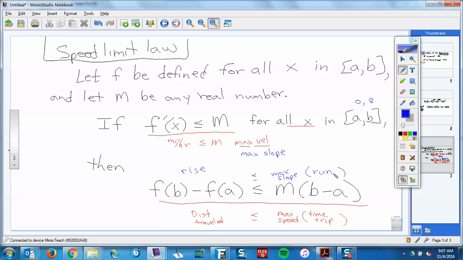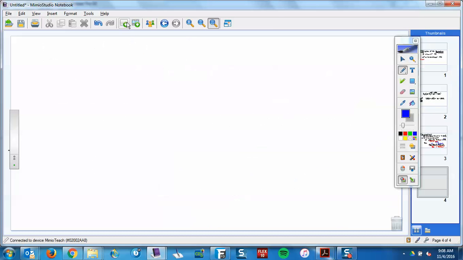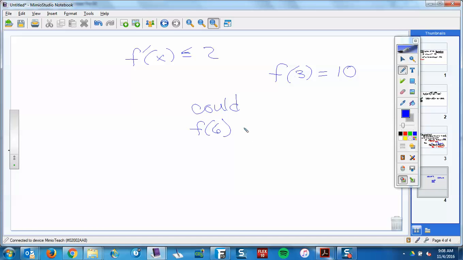So what does a problem look like? A real simple problem would look like this. Let me just do a real simple one for you, and then we'll let you get started here. If I told you that f prime of x is less than or equal to 2, and I told you f of 3 is equal to 10, could f of 6 equal 20?